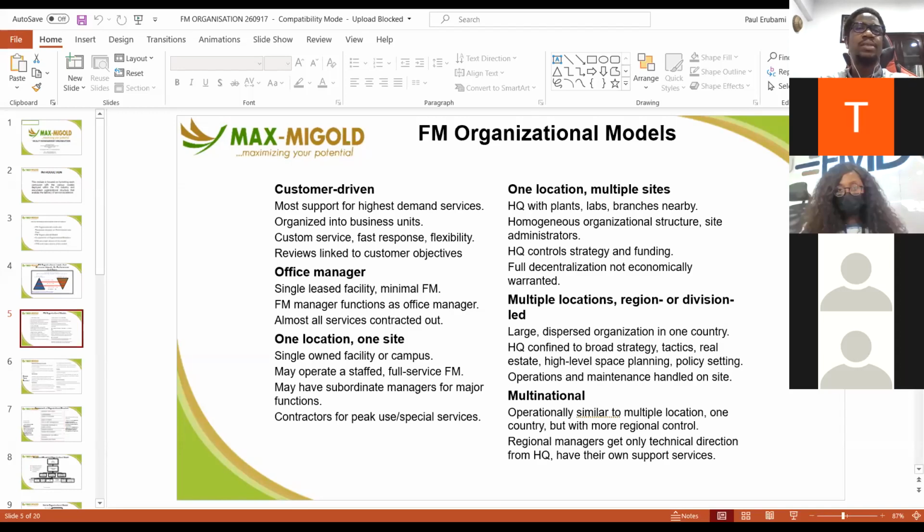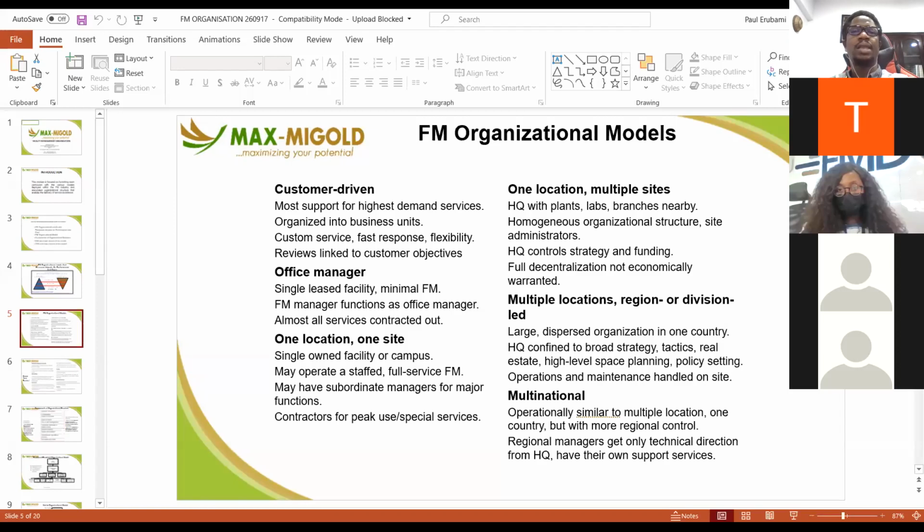Usually, customer-driven environments are large organizations. But then you could find yourself in a very small organization. One single office could be rented, a floor in a high rise, could be a bungalow, could be a duplex in a fenced up compound. But the building will not demand so much operations requirements for you to now have a series of workers, technicians, facility managers, supervisors. You may not need all of those.